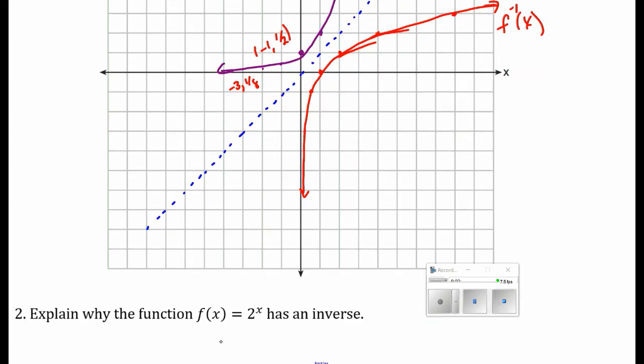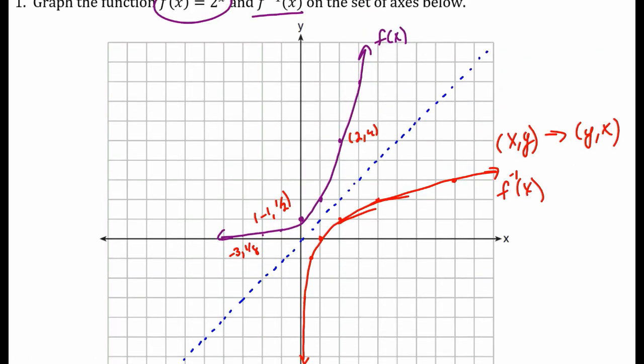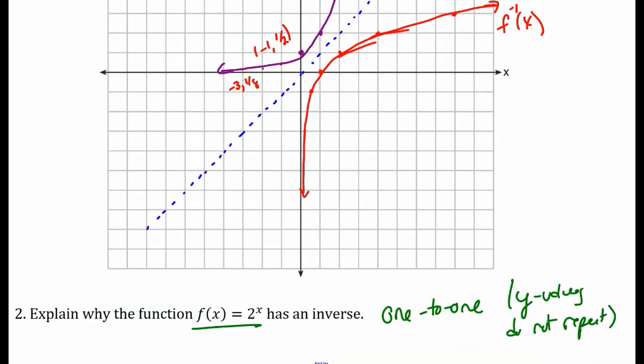Explain why the function f of x equals 2 to the x has an inverse. Well, for any function to have an inverse, that function must be 1 to 1. It must be a 1 to 1 function, which means our y values don't repeat. Different inputs have different outputs. And we notice that this purple function, the y values never repeat because it passes the horizontal line test. Our two different inputs never go to the same output. So that makes it 1 to 1. Functions have inverses that are functions if it's 1 to 1.